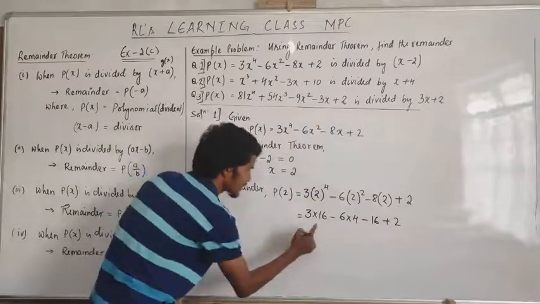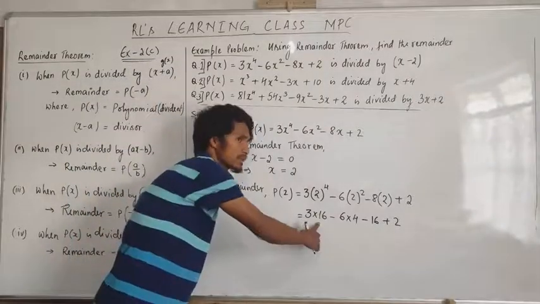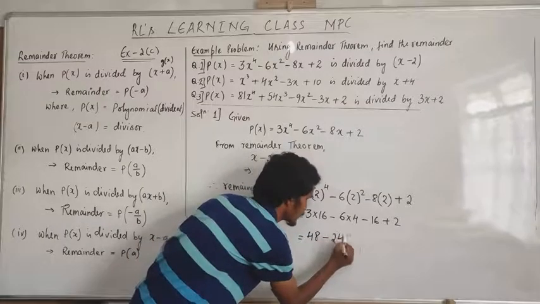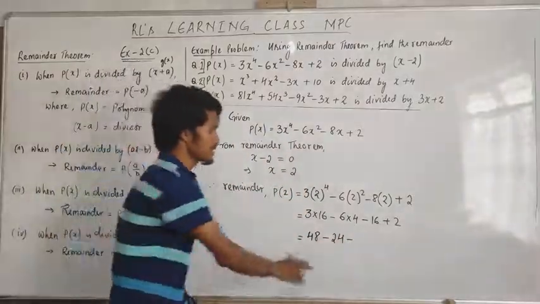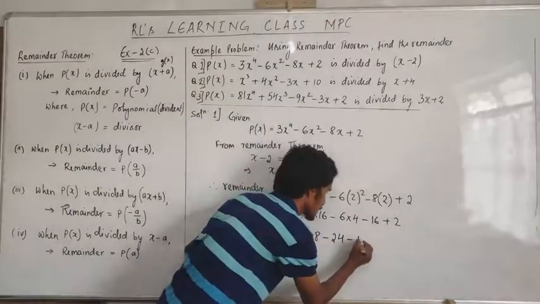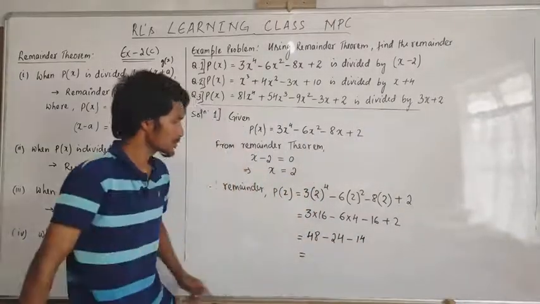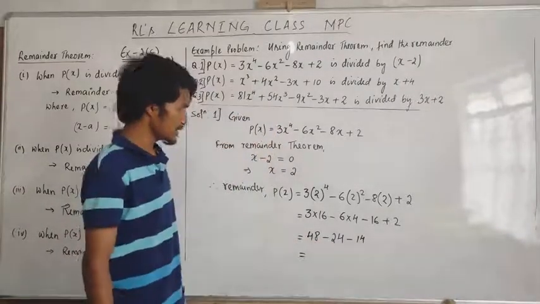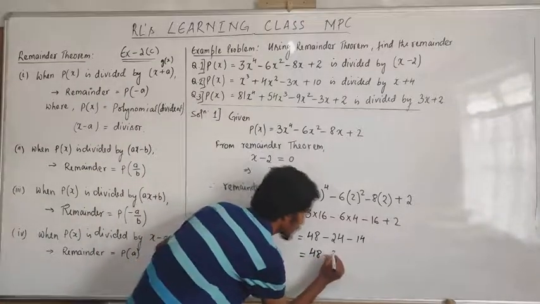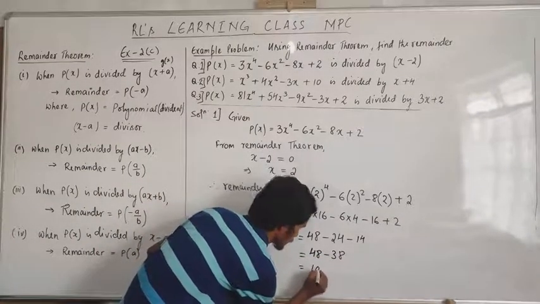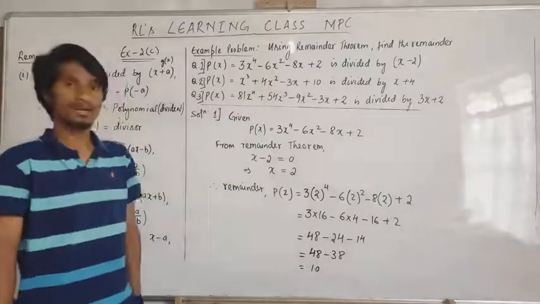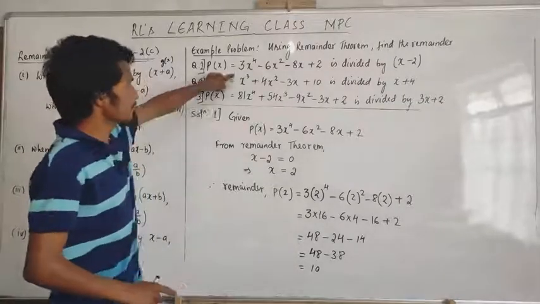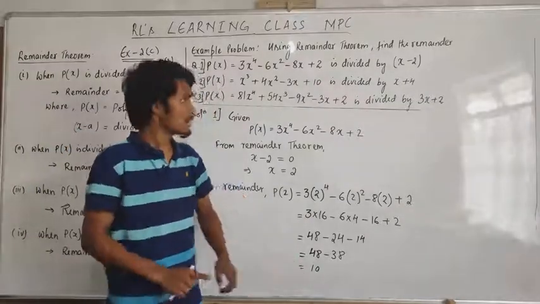3 into 16 will be how much? 3 into 10 is 30, 3 into 6 is 18, so 48. Then 48 minus 24, then minus 16 plus 2 will be minus 14. Then 24 plus 14 is 38. Then 48 minus 38, we get 10. So 10 will be the remainder. This is the first question. What's the remainder for this first question? 10.